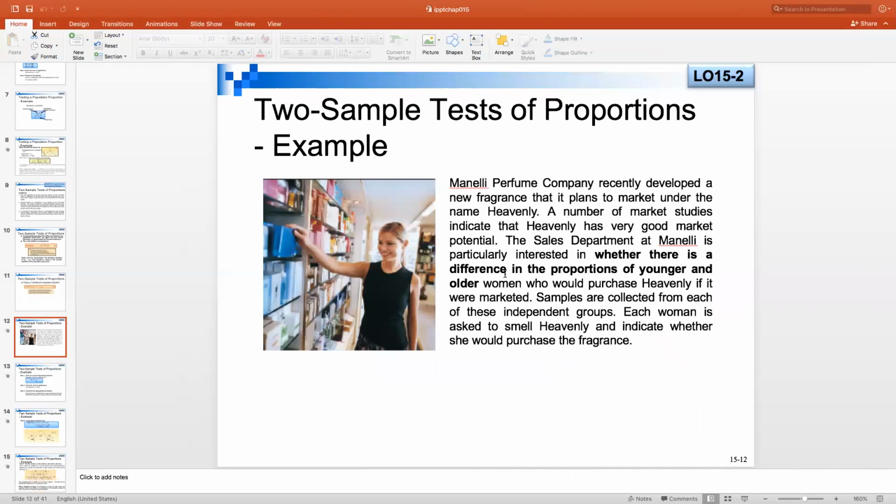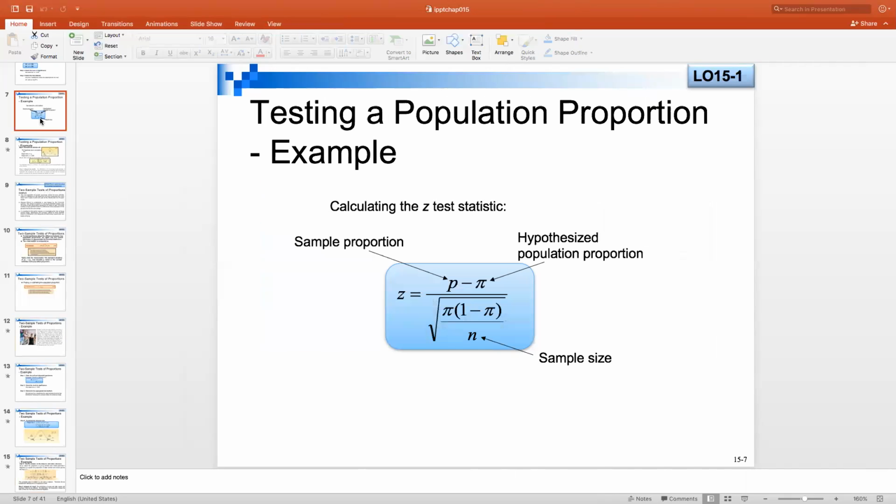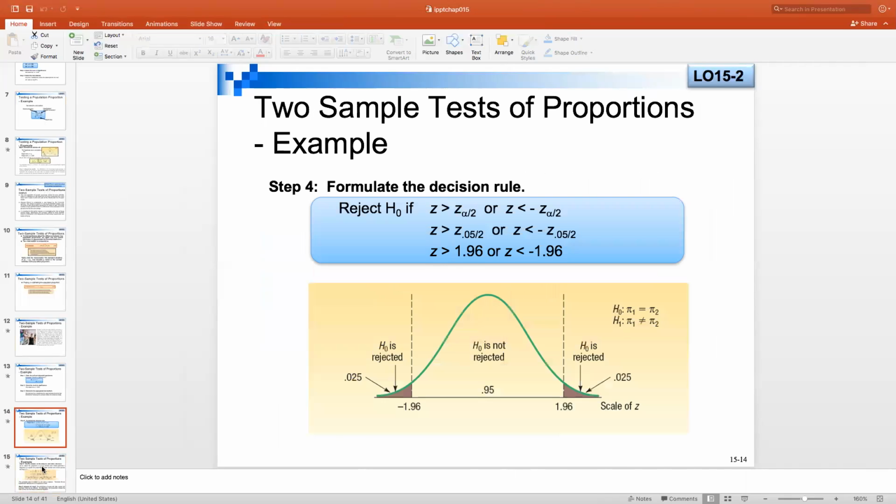So going back here, who would purchase Heavenly if it were marketed? Okay, that's what we're saying. So our test was who would purchase Heavenly if it were marketed. And in our null and alternate hypothesis, if we look back here, our pi's mean population proportion is equal, population proportion is not equal.